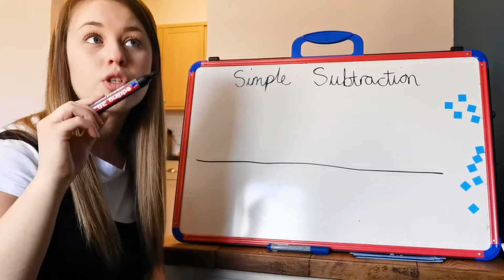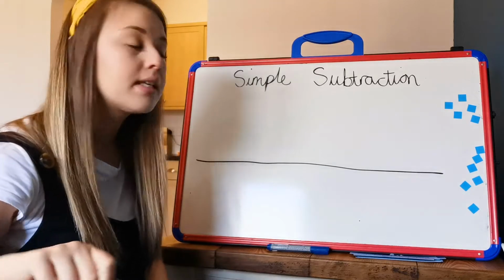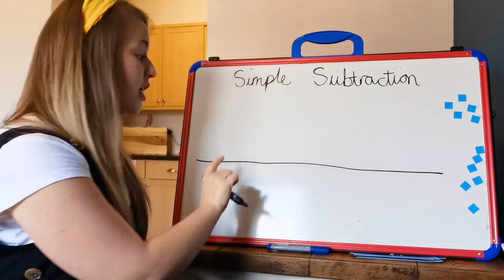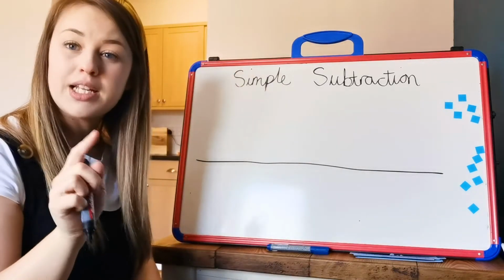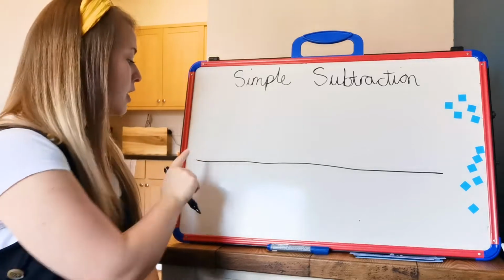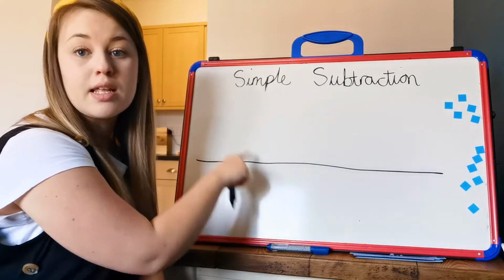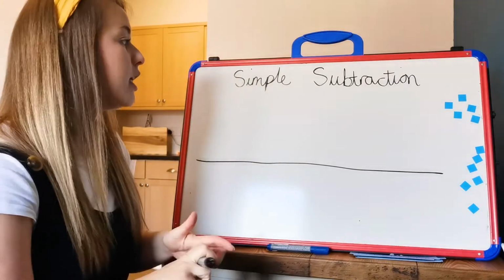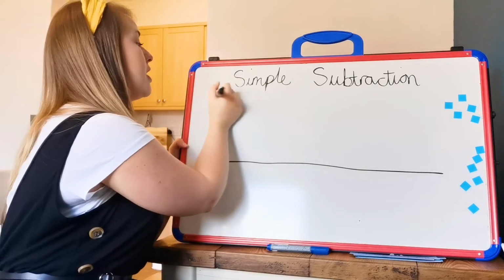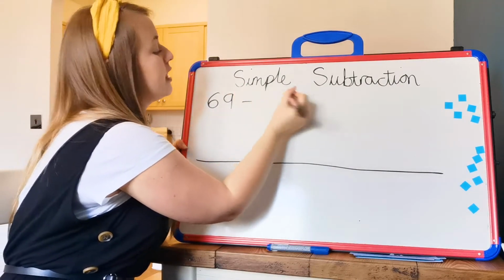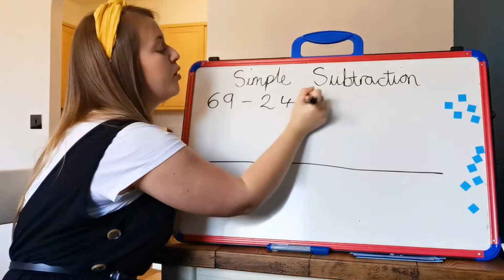So I would try to get them used to that, but I would also suggest using the different ends because it makes them really clear what operation they're doing. Sometimes if they start here, even though they know it's subtraction, they'll confuse their operations and they'll start adding rather than taking away. So I've got the problem 69, take away 24.